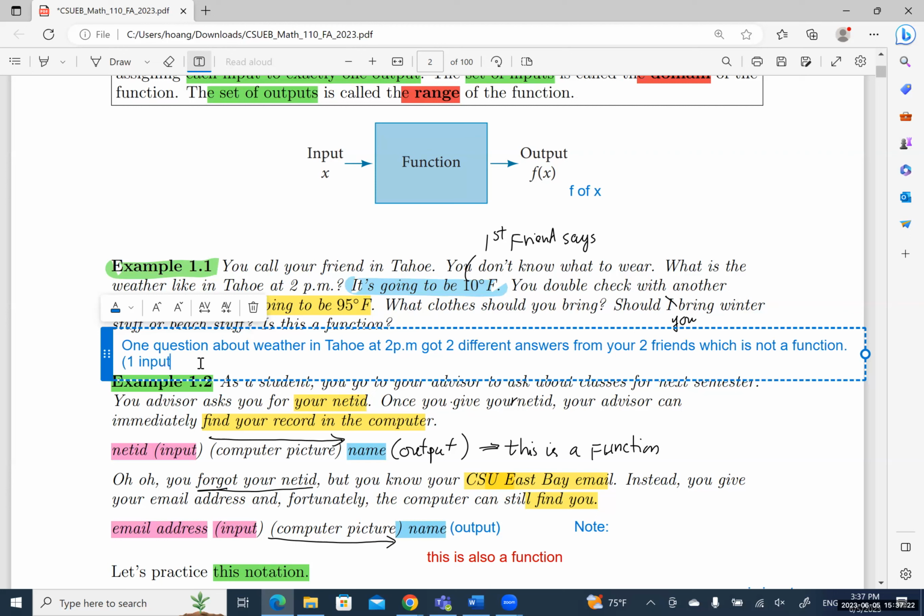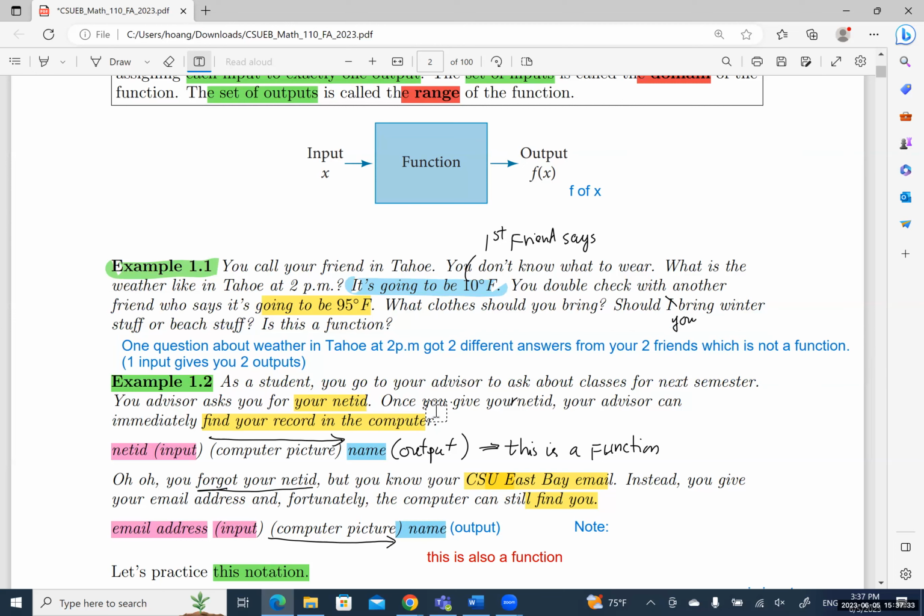One input gives you two outputs, and that is not a function. But the example 1.2 below gives you two cases. We give you two inputs, but we can still make the same output, right? So this is still a function, okay?